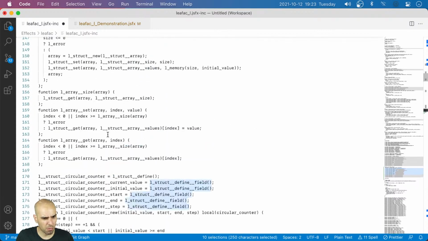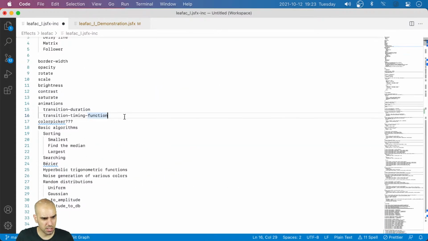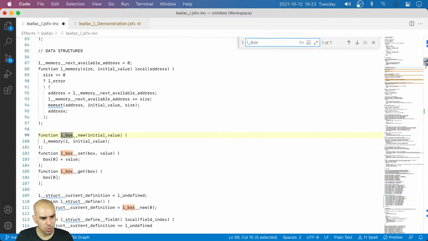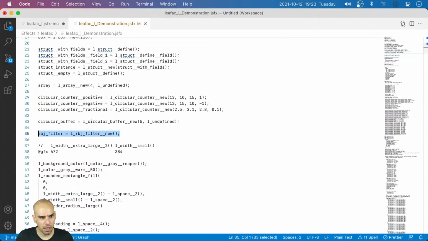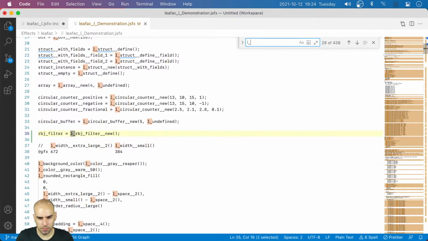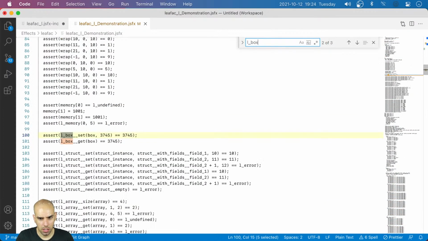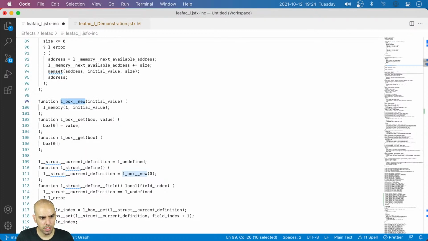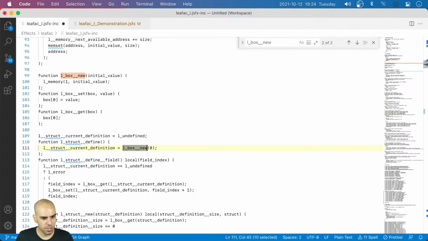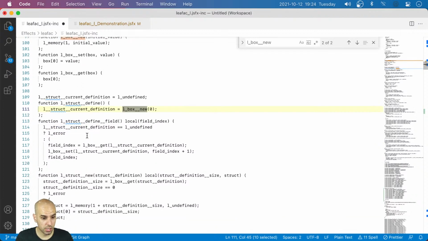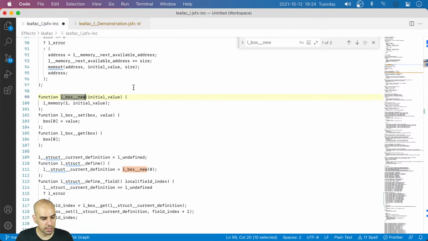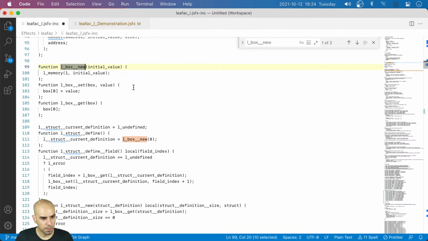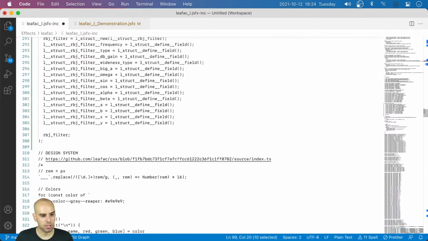And I think that I have a box somewhere else that doesn't make sense. Let's check this. Where am I using boxes? I think I'm using boxes over here on the test, and that's fine. But here in the library, I'm using box to store the struct definition. That makes sense. Oh, and those are the only two locations. So all right, I'm not misusing boxes.